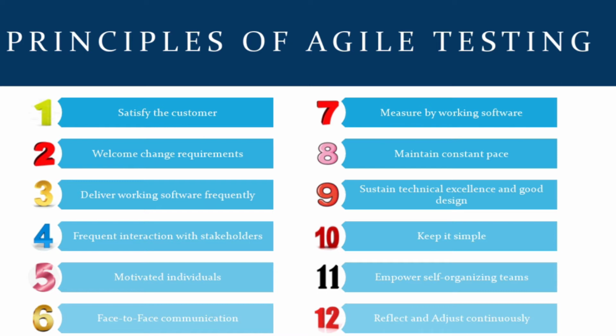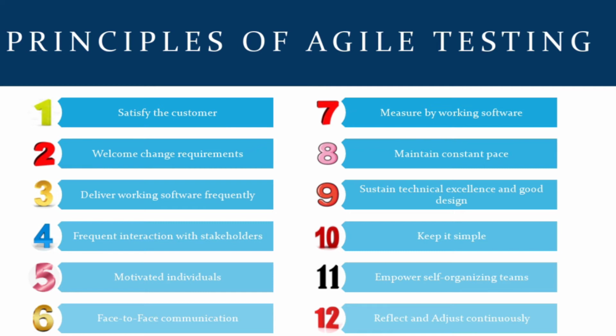Now we have the first one as satisfy the customer and welcome change requirements, deliver working software frequently, frequent interaction with stakeholders, motivated individuals, face-to-face communication, measure by working software, maintain constant pace, sustain technical excellence and good design, keep it simple, empower self-organizing teams, reflect and adjust continuously. So these are the 12 principles of agile testing. These principles are followed in the development of agile testing.